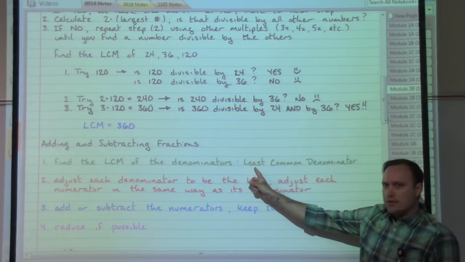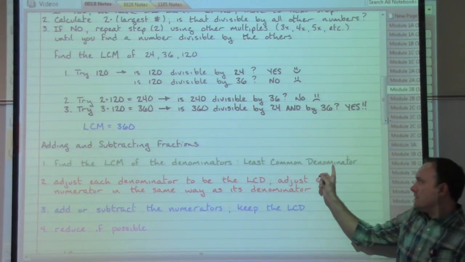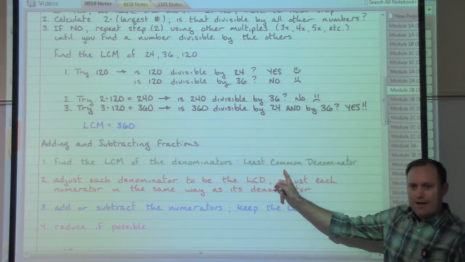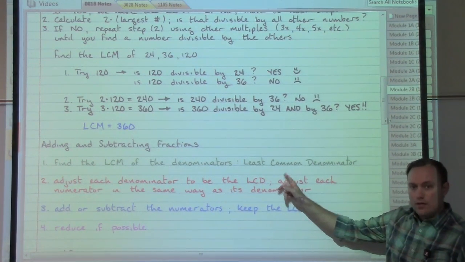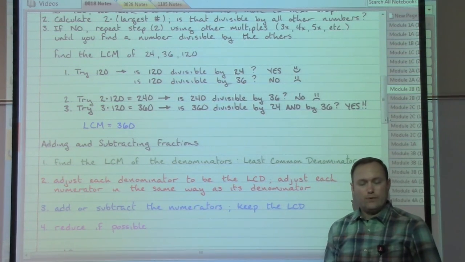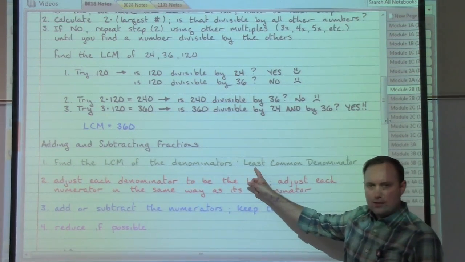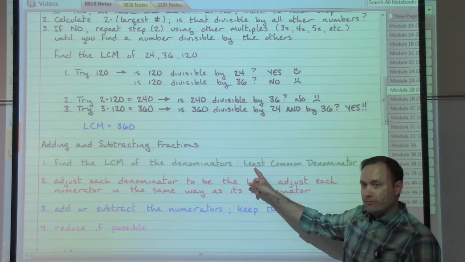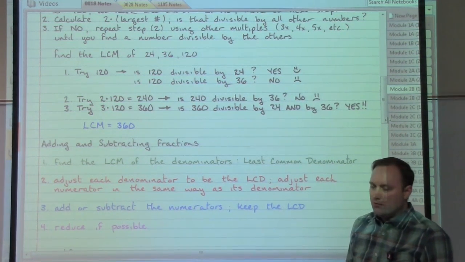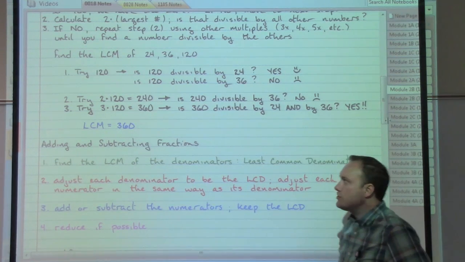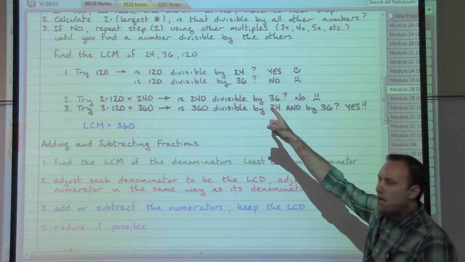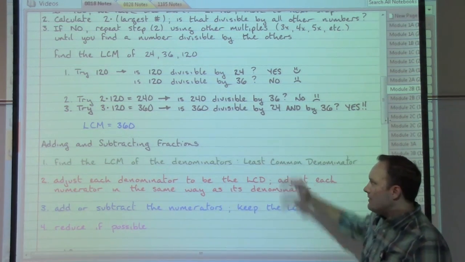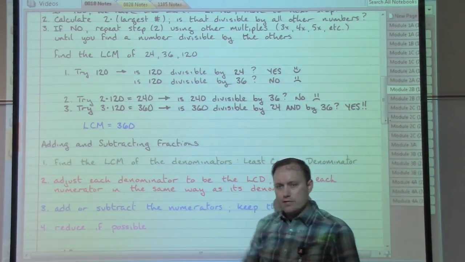I want the smallest denominator that all of my denominators will have in common, that they will all go into. So despite the fact that this says least, this is not a small number, it's actually a big number. How big? Well, it depends on what denominators we've got showing up. If we had denominators of 24, 36, and 120, our least common denominator would have been 360.